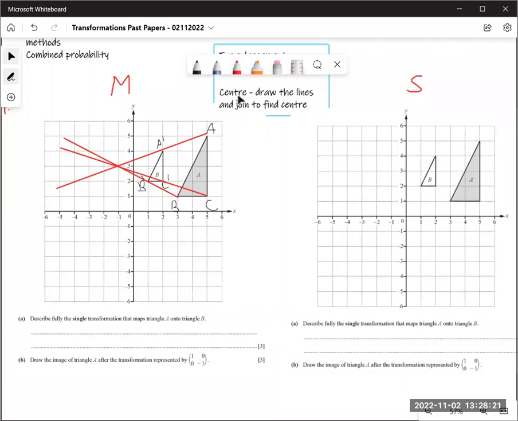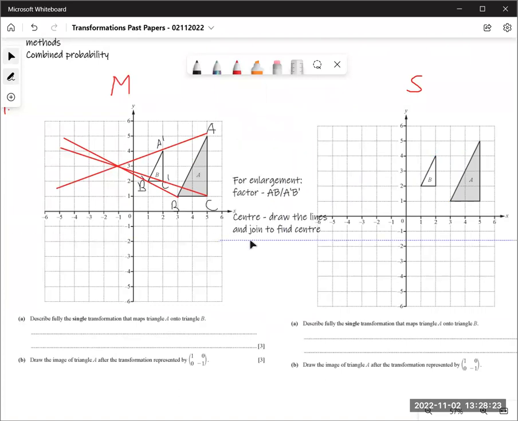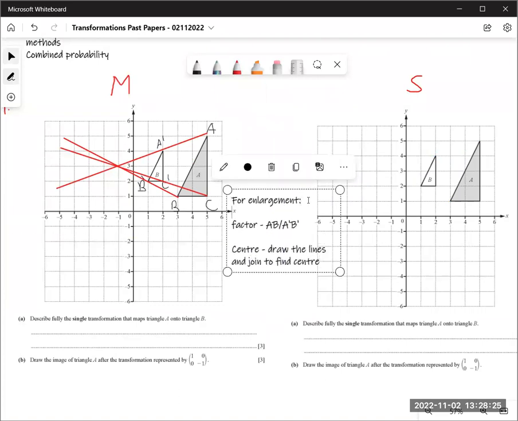Now, what do we do after this? We have to find these scale factors. Now, we know the first thing is always to label the points. We should have done it.